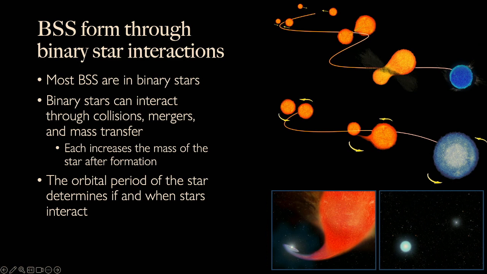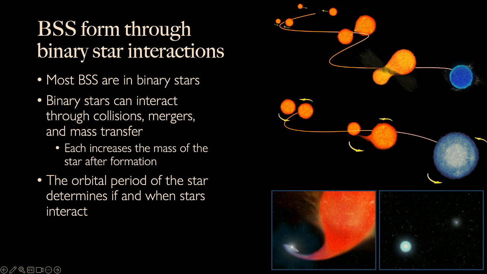On the right-hand side, we can see some different diagrams of how these stars will interact. First, they can collide with one another, just smack head-on, release some mass out into space, and merge into a single star. They can also merge with each other, which is a slower, much gentler process, and end up with much more mass instead of a big collision. They can also undergo mass transfer, where the outer layers of a star, as it turns into a giant and gets much bigger, are more gravitationally attracted to the companion star and get ripped off one star and dumped onto the other. Each of these interactions will increase the mass of the star well after it's born, maybe billions of years later. And ultimately, the orbital period of the star determines if and when a star will interact.